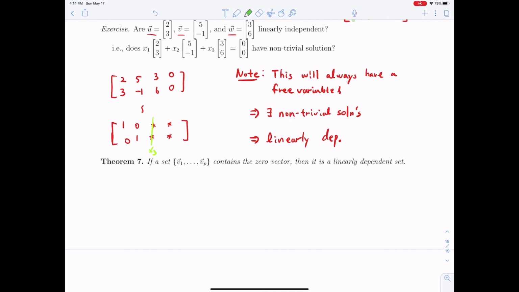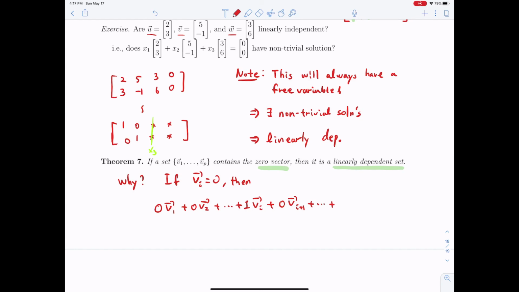Lastly, if the set contains the zero vector, then it is linearly dependent. This is because if, say, v sub i equals 0, then 0 times v1 plus 0 times v2 plus and so on, plus 1 times v sub i, plus 0 times v sub i+1, and so on until 0 times v sub p, is certainly equal to 0. This means the vector equation has a non-trivial solution, which is 0, 0, and 1, and 0, and 0.